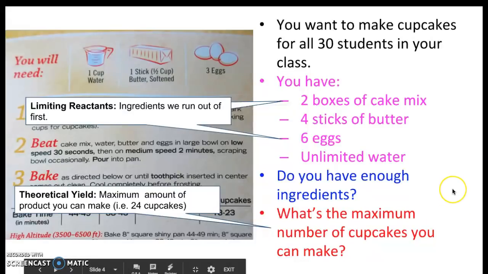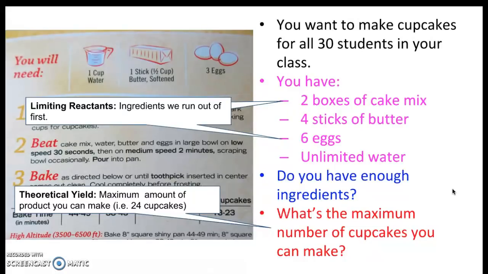The second question is, what's the maximum number of cupcakes you can make? You found out you can make 24 cupcakes from what you have. And this would be your theoretical yield. It's the maximum amount of product you can make from what you have. Now, will you actually make 24 cupcakes? Maybe not. Maybe you didn't scrape well enough to get all the mix out. So this just tells you this is the most you could possibly make if everything goes well.